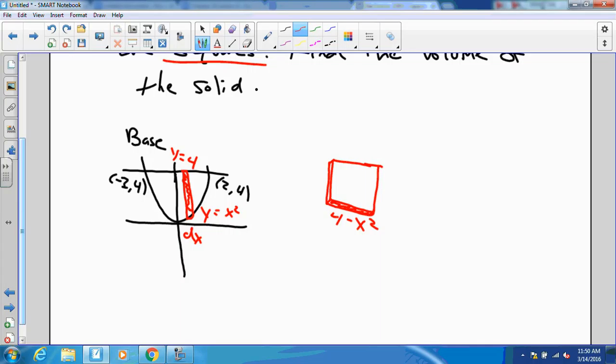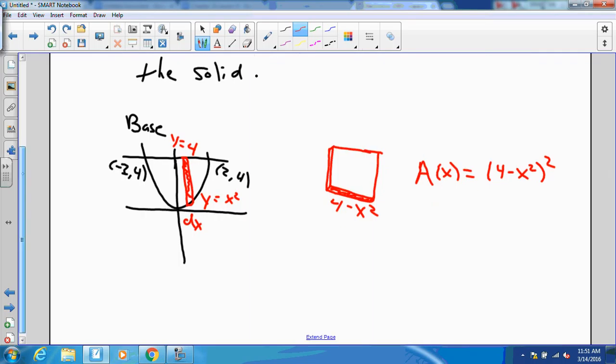Okay. So now, the only thing I need to know here is the length so that I can get to the area. That length is top curve minus bottom curve. And so that length is 4 minus x squared. So I can immediately write the area in terms of that length by knowing the shape. And the shape is a square. So the area is side squared, which is going to be (4 minus x squared) squared, just like that.